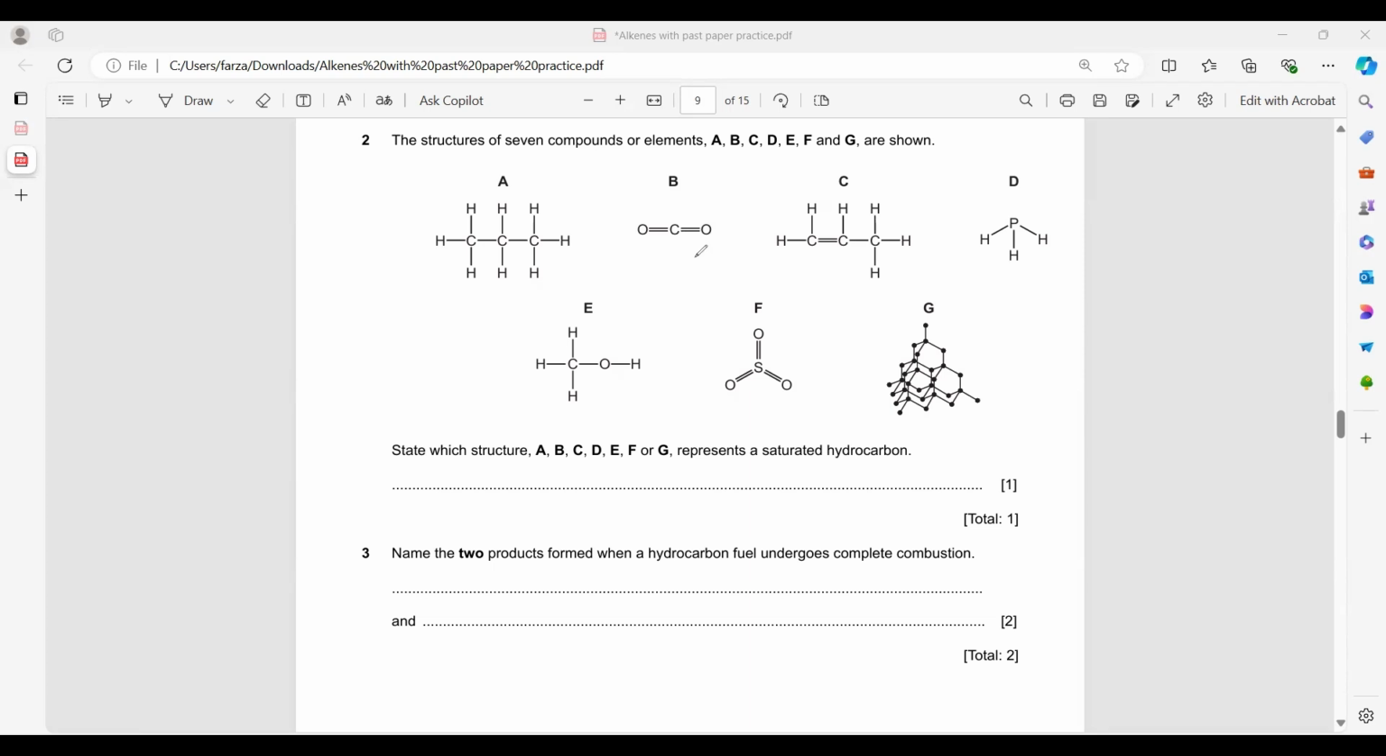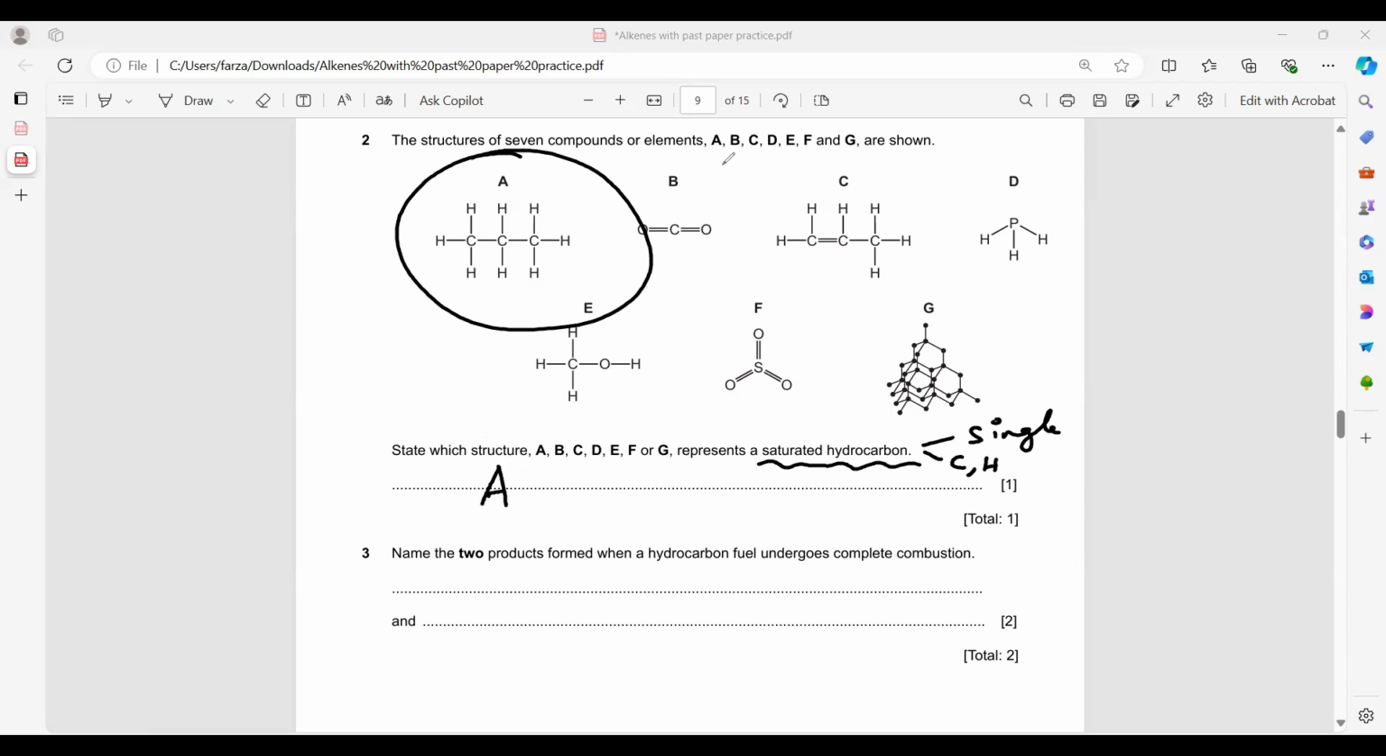Read the question carefully, pause the video and try to answer. The structures of 7 compounds or elements A, B, C, D, E, F, and G are shown. State the structure that represents a saturated hydrocarbon. So remember, for a saturated hydrocarbon, what are the conditions? It should have single bonds only, and it should be a compound. It's a hydrocarbon, so it can have only carbons and hydrogens. So A has carbons and hydrogens, and it has single bonds. So it kind of satisfies the criteria. So A could be the answer, but don't leave the other options.